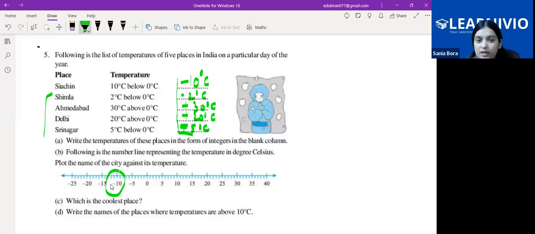So minus 10 was here. Minus 2, after minus 2 there will be 0 here. Then plus 30 here, plus 20 here, and negative 5 here. Yes. Now which is the coolest place? Ma'am, minus 10 degree. Yes, minus 10 degree.